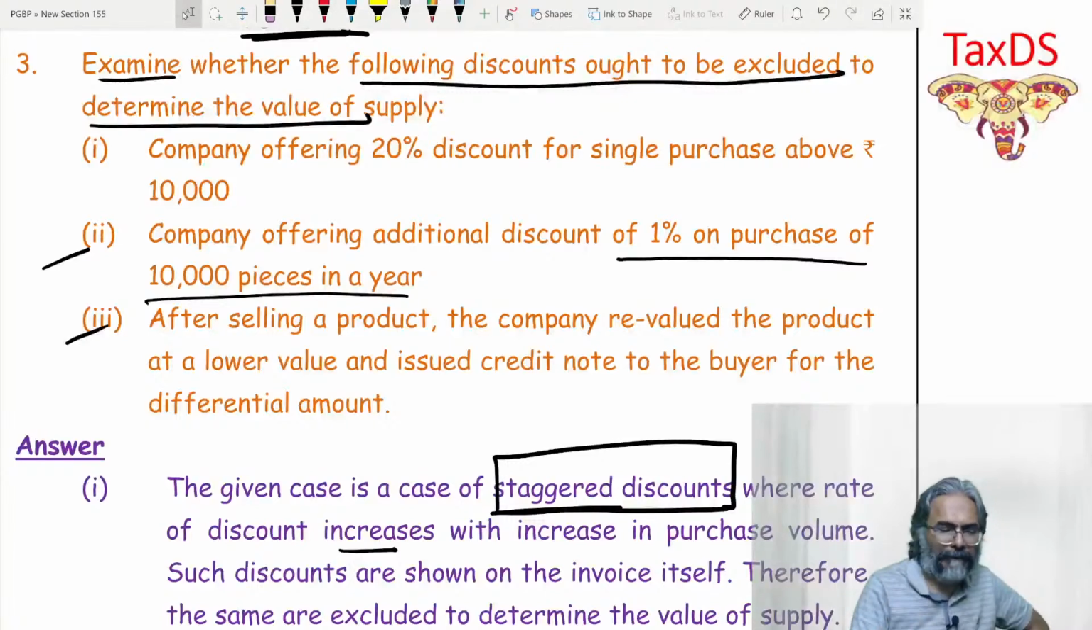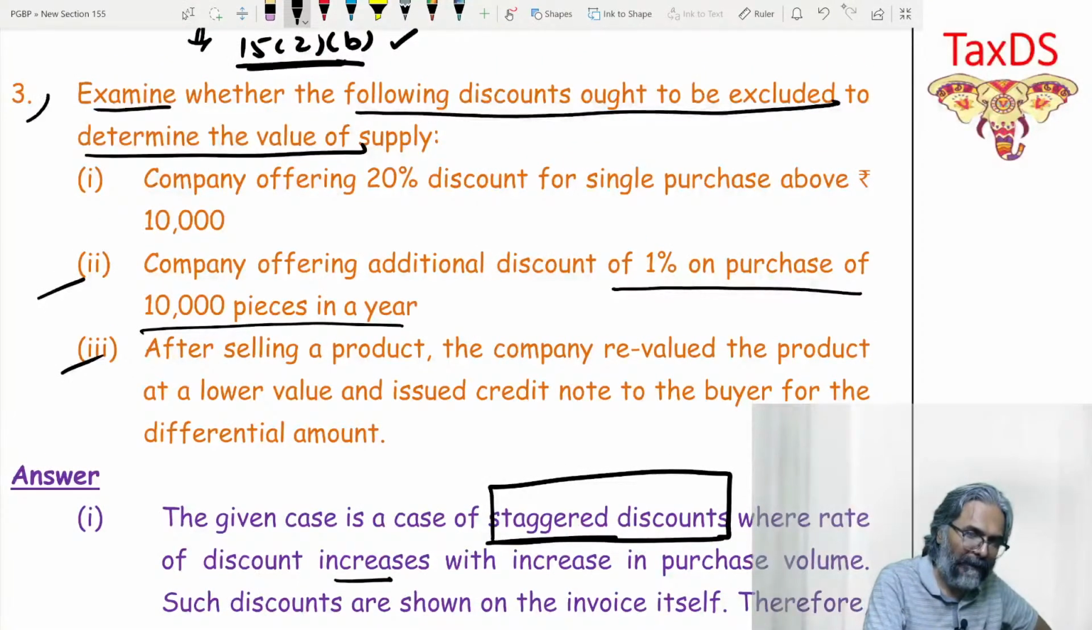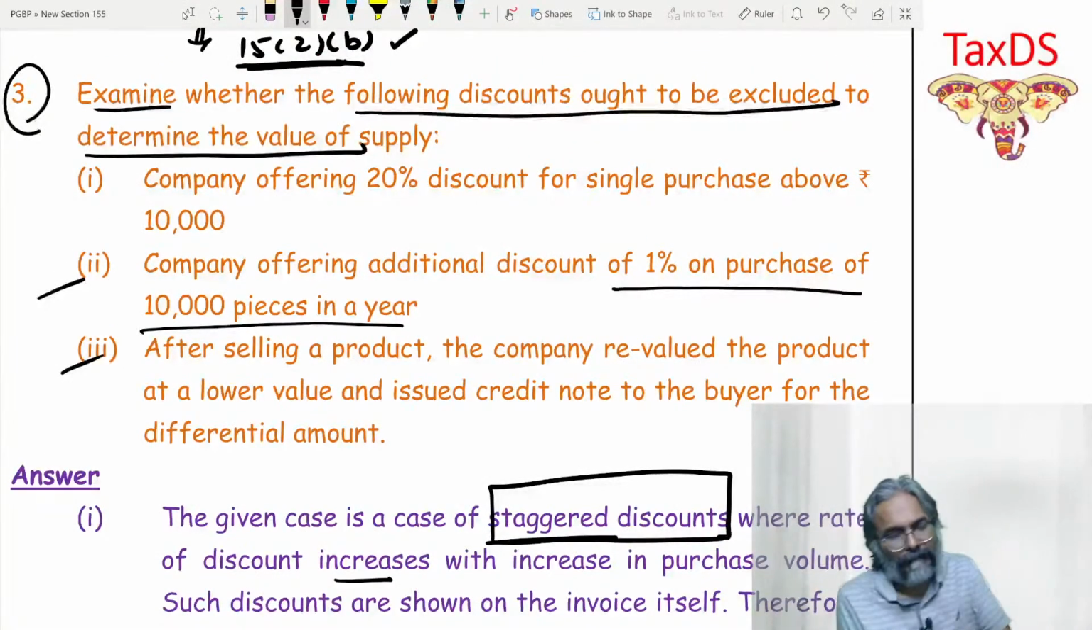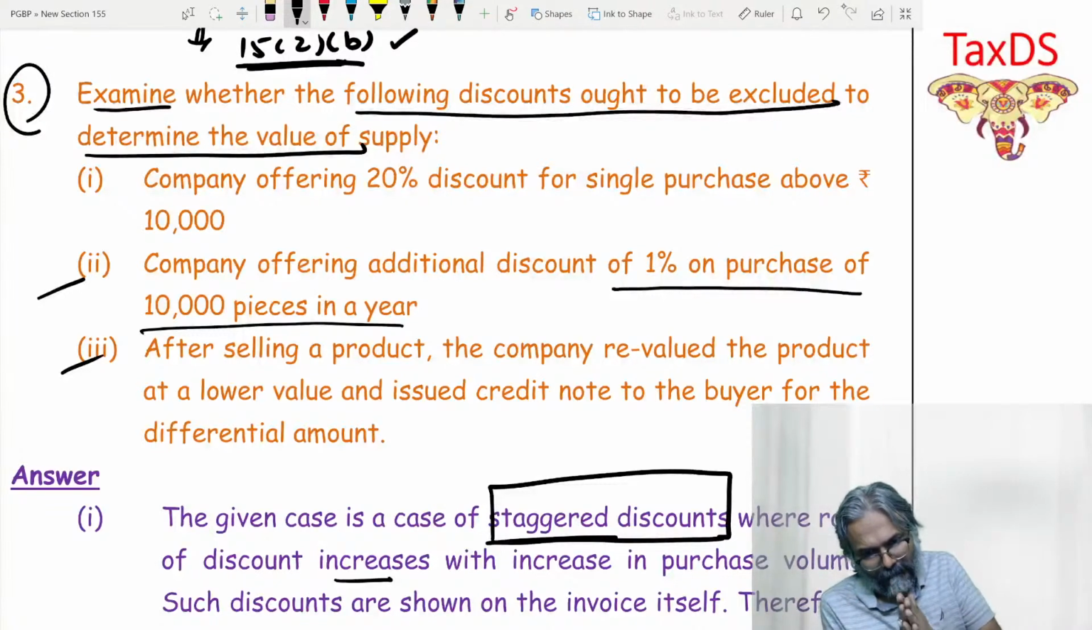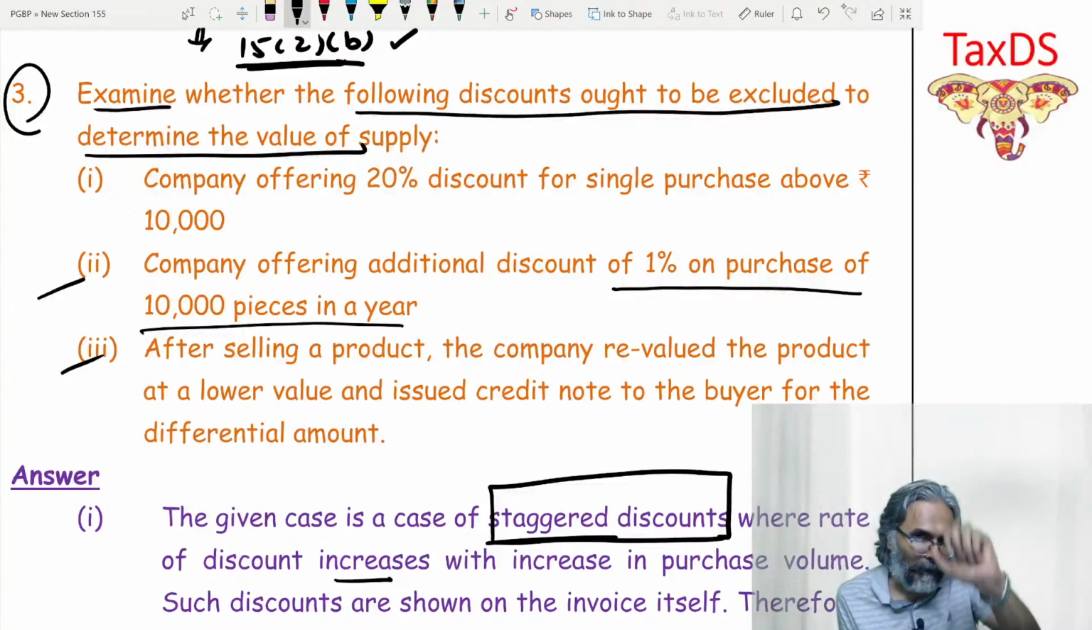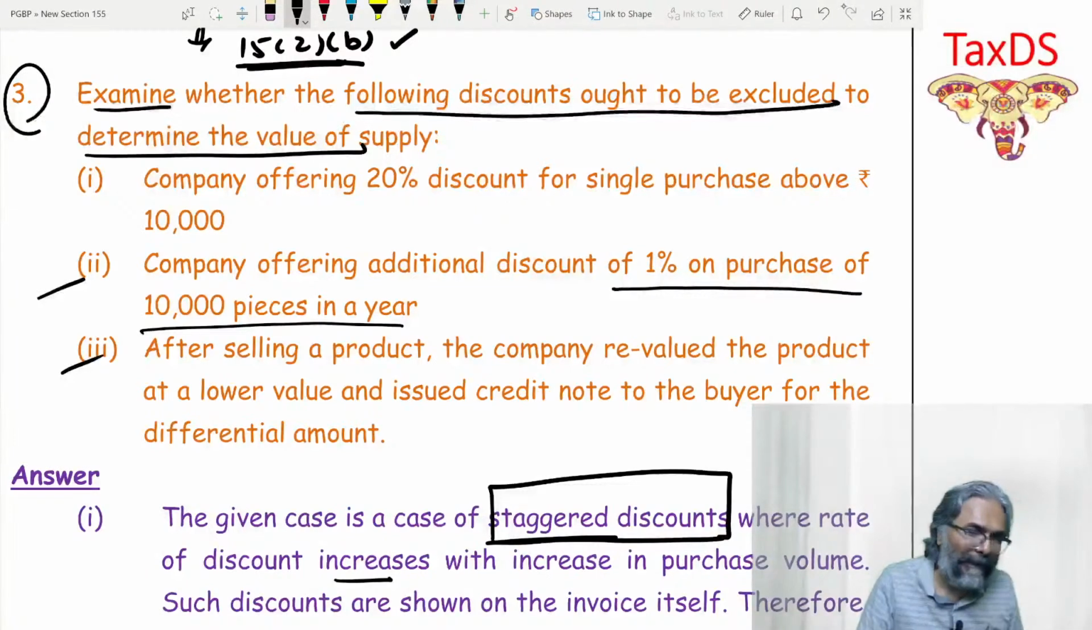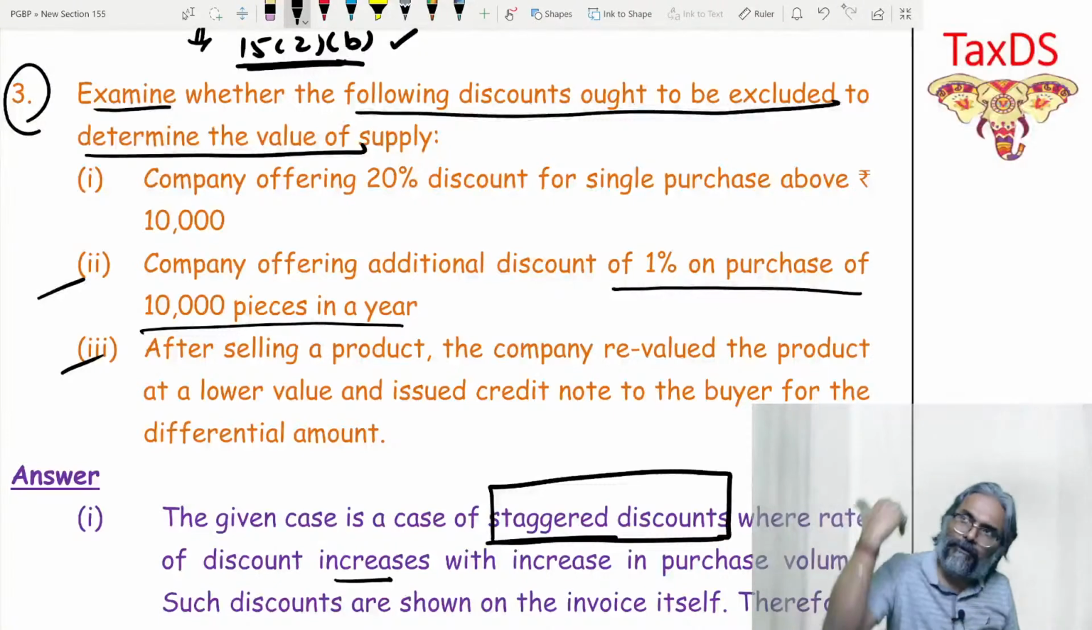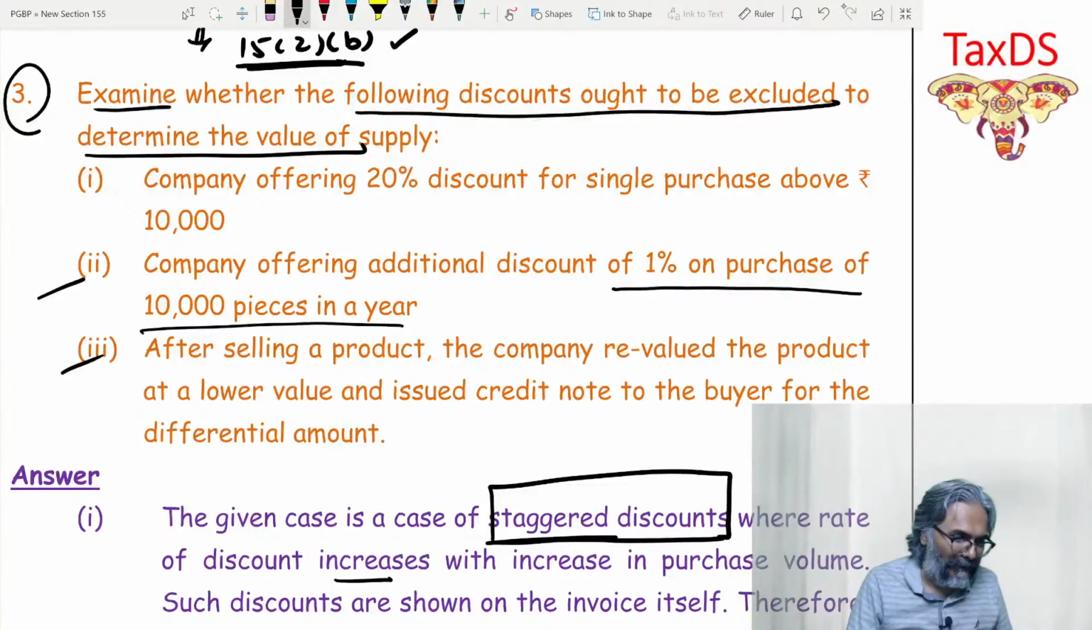Now be careful, students, how you read the question. If I read each of 1, 2 and 3 as an independent item, then my answer will change. Why will my answer change? See how I am going to read. If I assume that they are independent items, 1 is a different transaction, 2 is a different transaction, and 3 is a different transaction. If I read like this, then what happens?